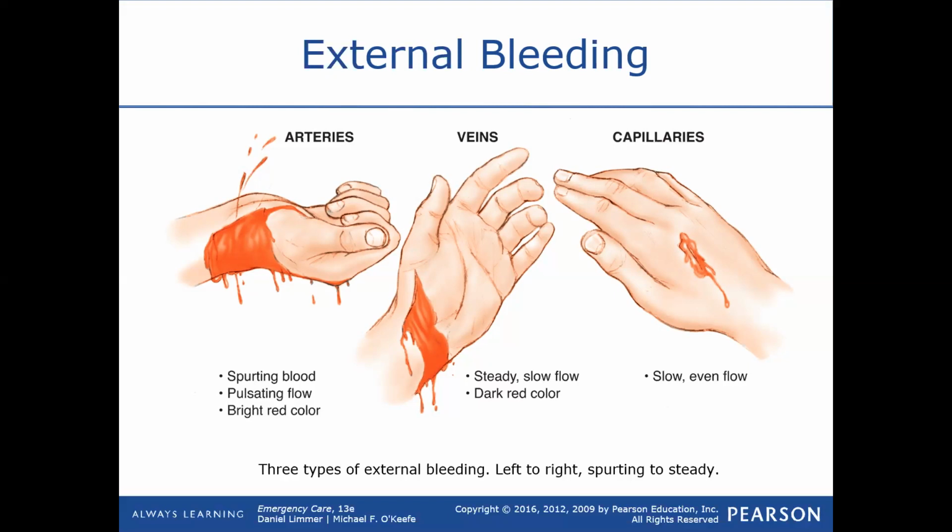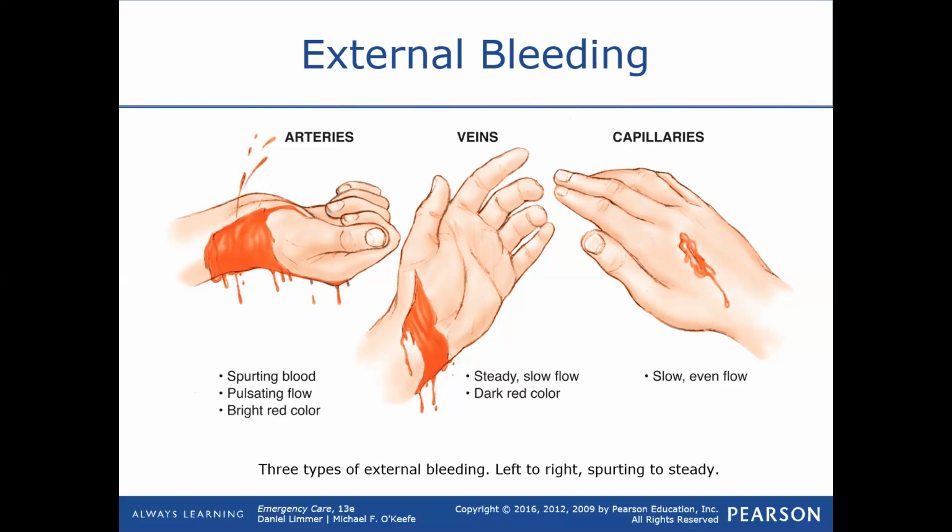Veins, on the other hand: remember the arteries carry the blood away from the heart, and the veins carry it back to the heart. So the veins aren't going to have as much pressure behind them, but you can still lose a lot of blood from veins. You're going to see more of a steady flow of blood, and it's a little bit darker color, because it's deoxygenated blood.